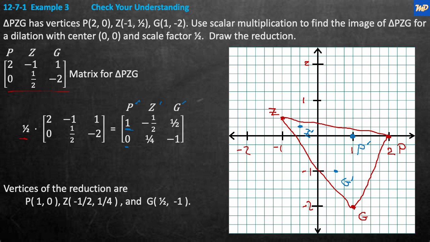If I draw this triangle, I'll try it as best I can. So you can see it's about 1/2 the size. Hopefully that makes sense. So the vertices of our, oh, it says enlargement there. We're going to fix that. The vertices of our reduction are P equals 1, 0, Z equals -1/2, 1/4, and G is 1/2, -1. Okay, thank you.